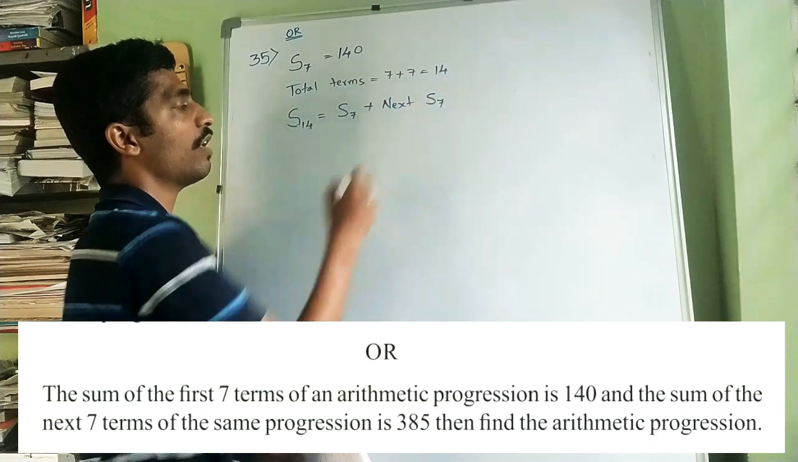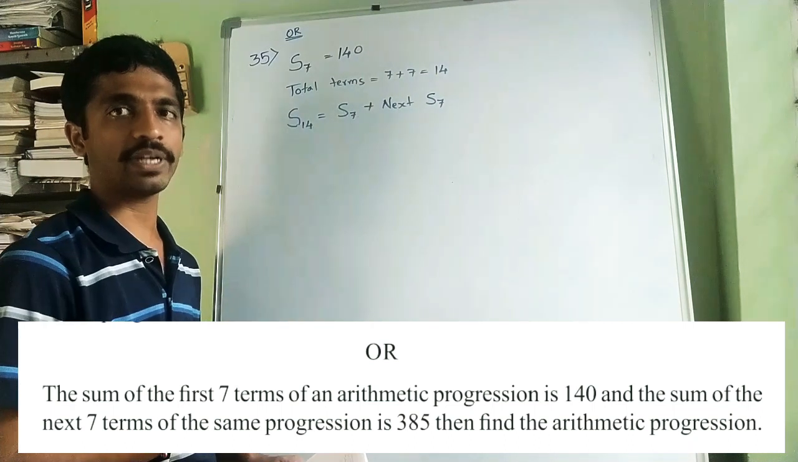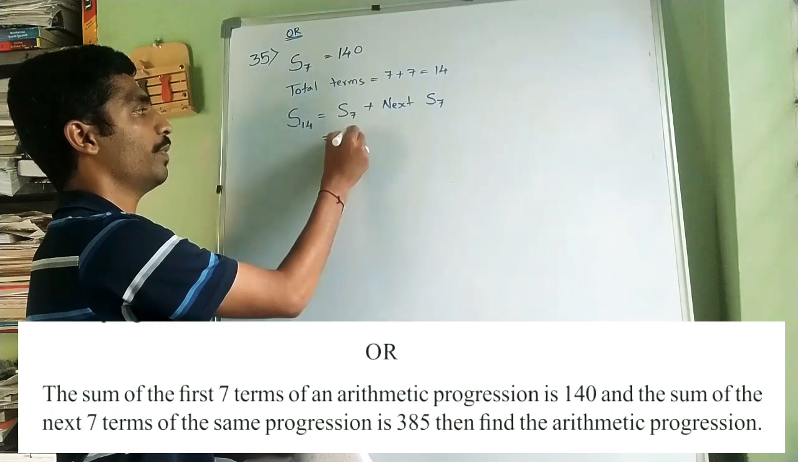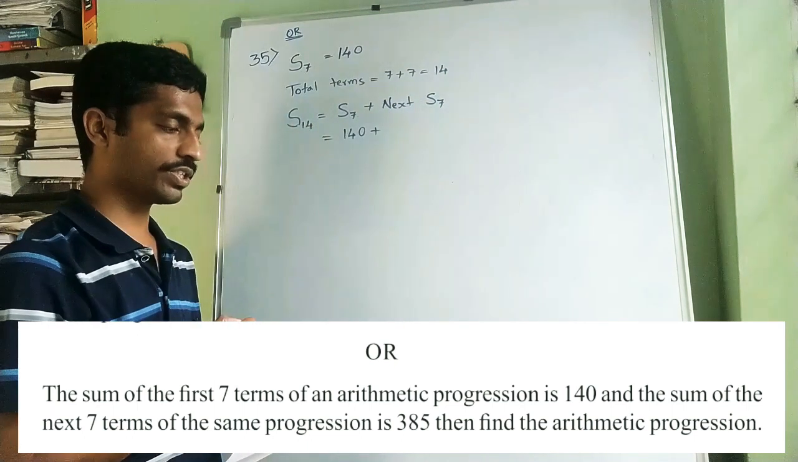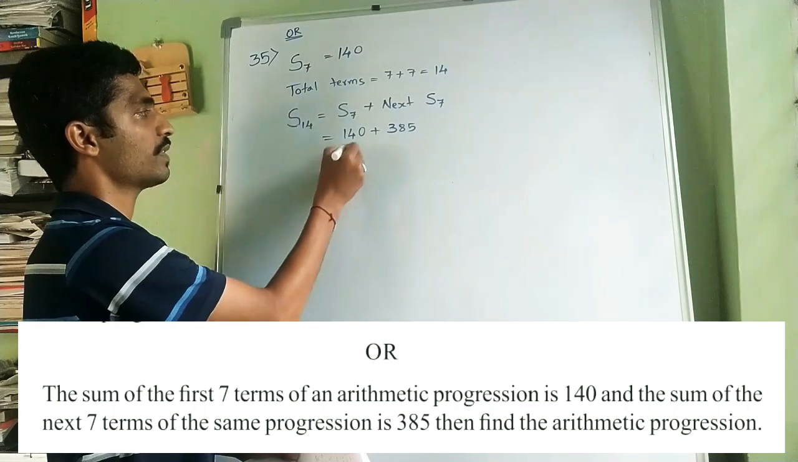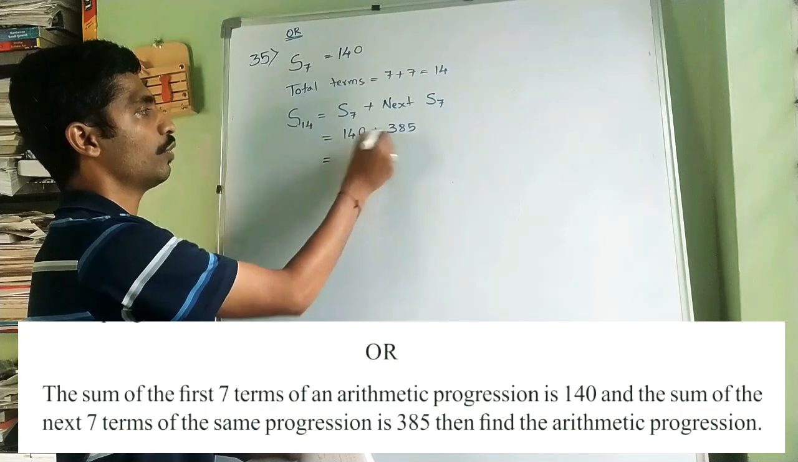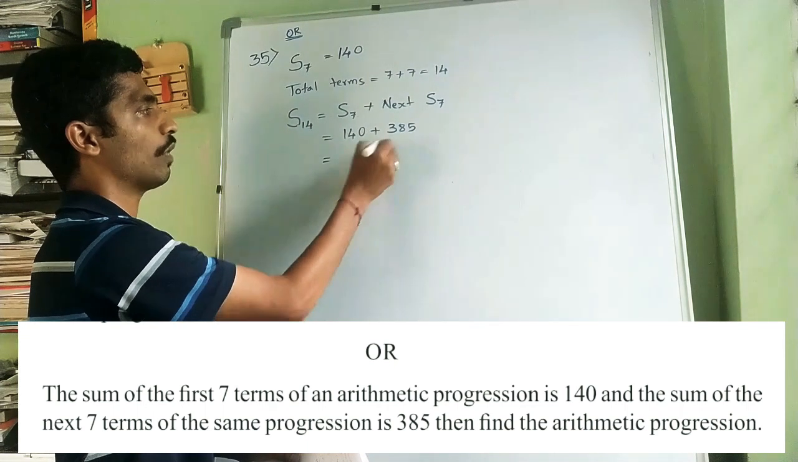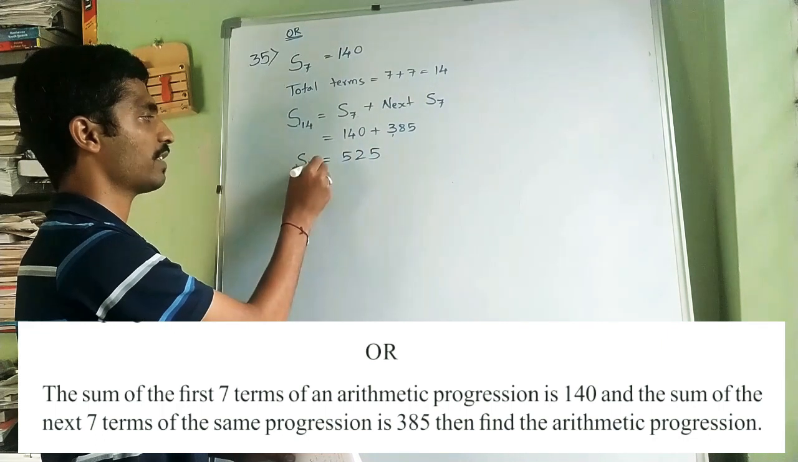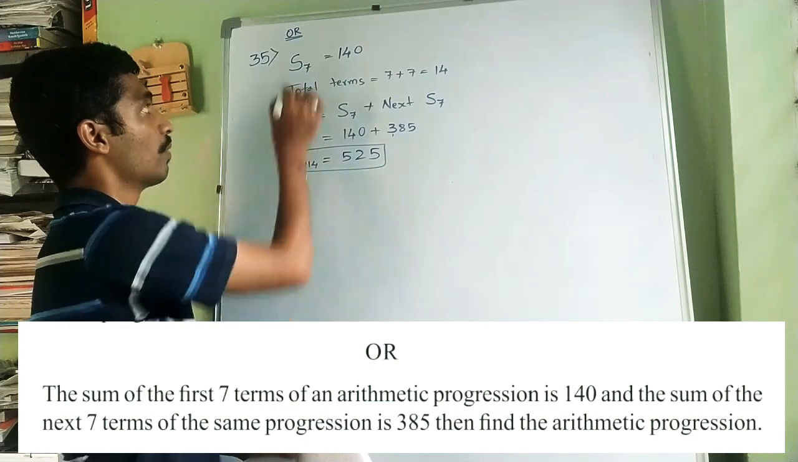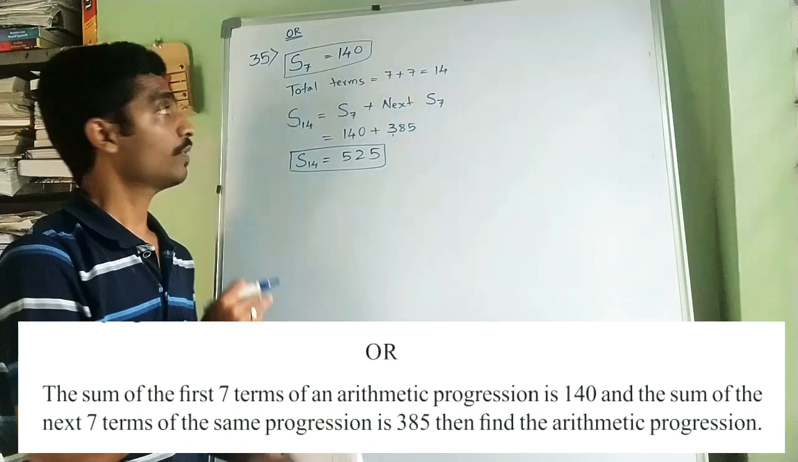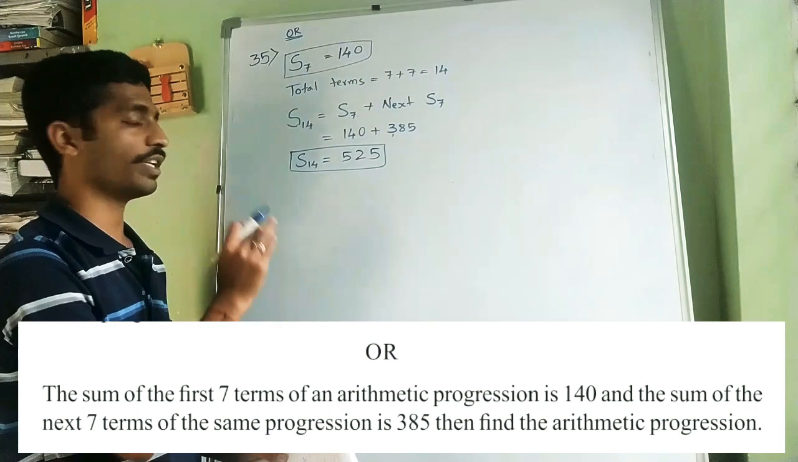So I will take that also S7. Okay, it is not exactly S7. So next S7, so just you can write next S7. So it will be 140 plus how much? 385. Okay, it becomes, so 0 plus 5 is 5, 4 plus 8 is 12, carry 1, it will be 525. Yes, S14 is 525. Okay, here we got 2 sums. One is S7 is 140, S14 is 525.